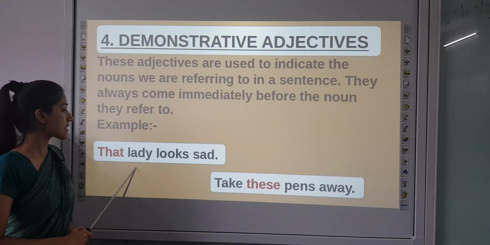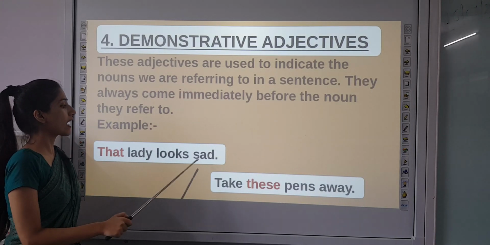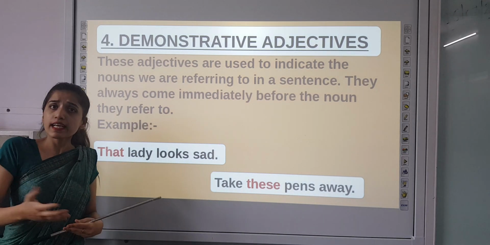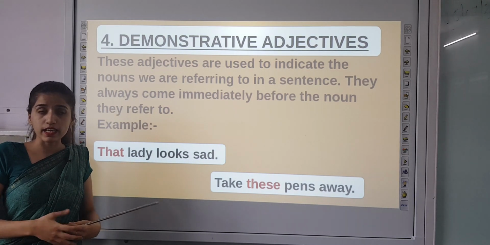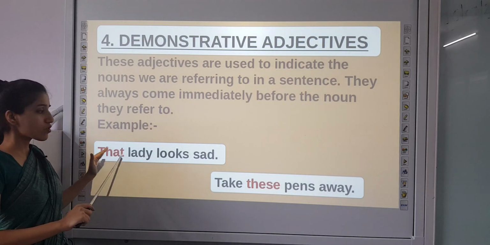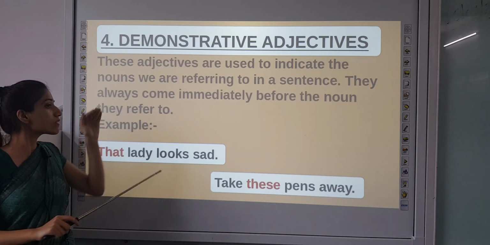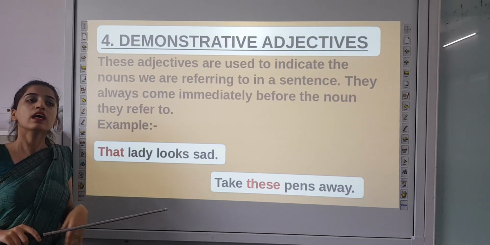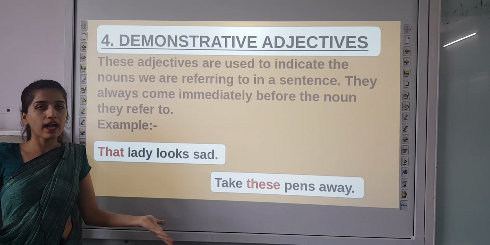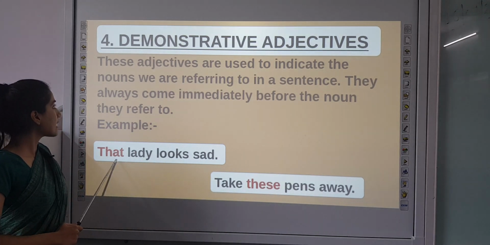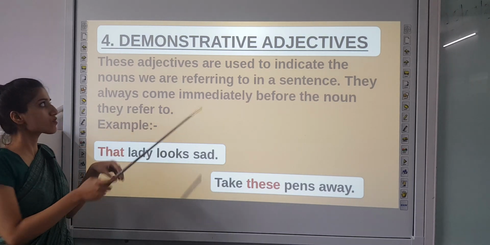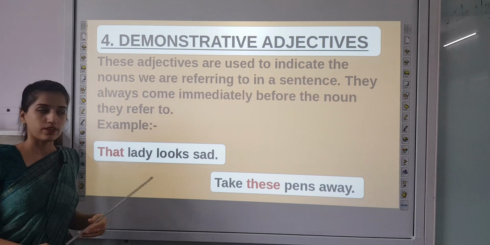Look at this example, that lady looks sad. If I remove this that, it is like lady looks sad. Which lady am I talking about over here? If I add this that, it is particularly talking about that lady which is standing over there. So I am talking about particularly that lady, I am not talking about any kind of lady. So it is used to point out at somebody. So it is a demonstrative adjective.